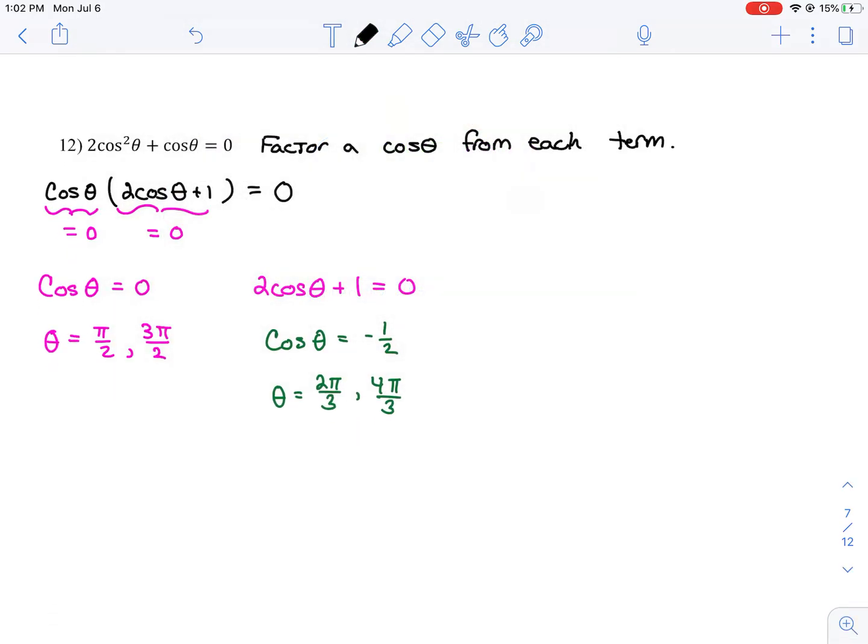So it looks like our four solutions are pi halves, 2 pi thirds, 4 pi thirds, and 3 pi halves.